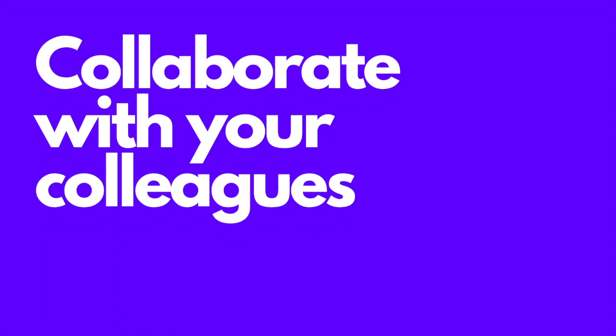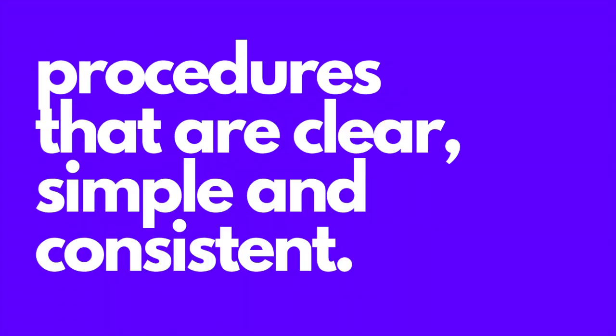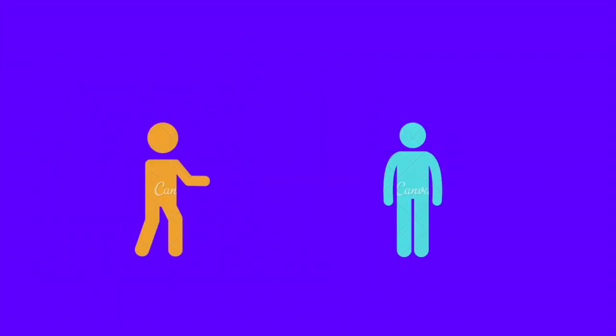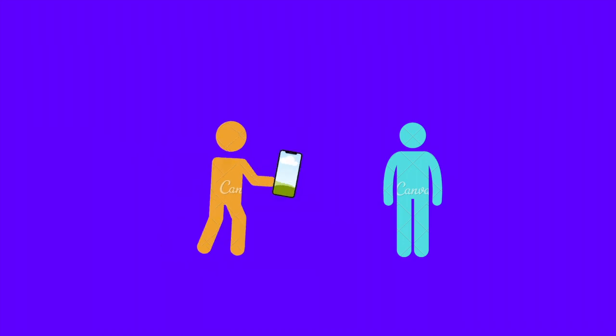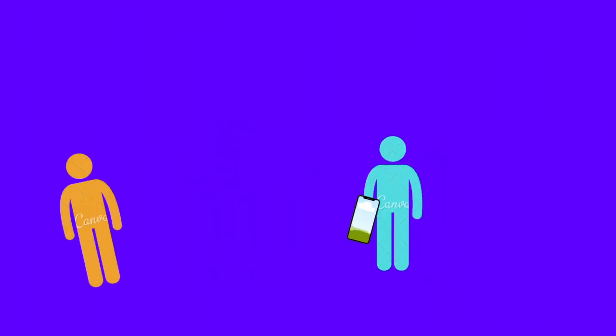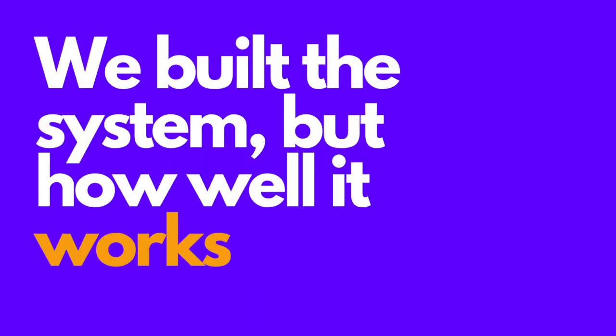And last, we recommend that you collaborate with your colleagues and the residents to create procedures that are clear, simple, and consistent. For example, every time you pass the phone off, the responder might communicate battery, volume, any incidents from their shift, and the new responder might verify that they are now owning the phone by saying a phrase like, "I got it," meaning they'll be in charge of responding. At the end of the day, we built the system, but how well the system works for your community depends on you, but no pressure.